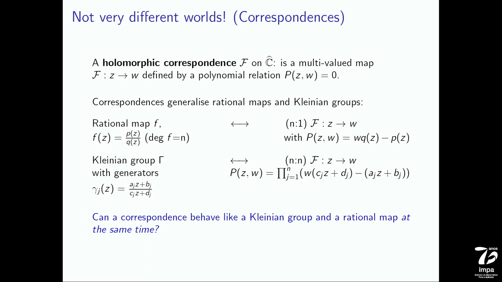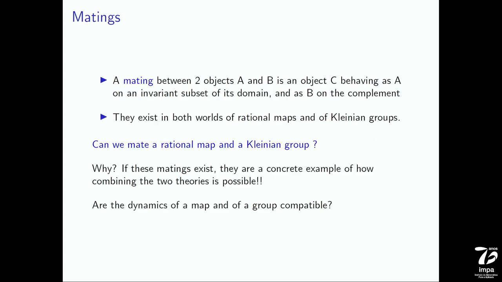So if we have a rational map of degree 45, this gives us a 45-to-1 holomorphic correspondence. Well, if we have a Kleinian group with 45 generators, this gives us a 45-to-45 holomorphic correspondence. Okay. So a correspondence can be a group, can be a rational map, can be both at the same time. This is the question. And in technical words, we will say, can we mate these two worlds into a holomorphic correspondence?